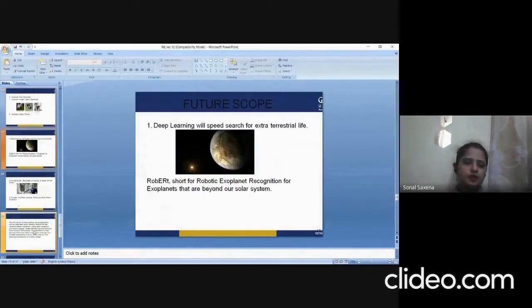So what is the future scope? If we talk about the future scope, deep learning will speed search for extraterrestrial life. ROBERT, short for robotic exoplanet recognition, for exoplanets that are beyond our solar system. So even it is going to cover up for this.